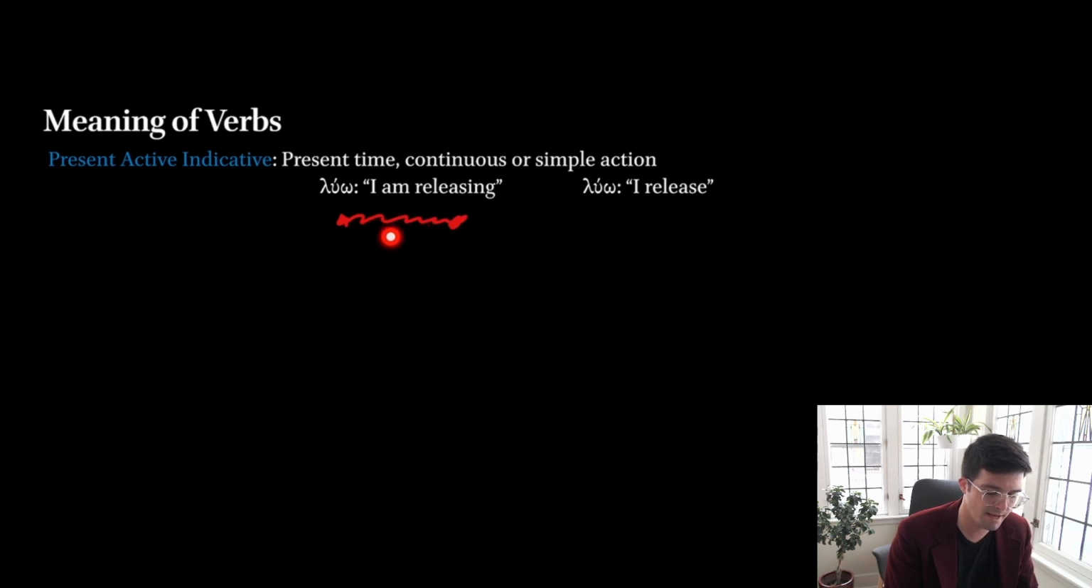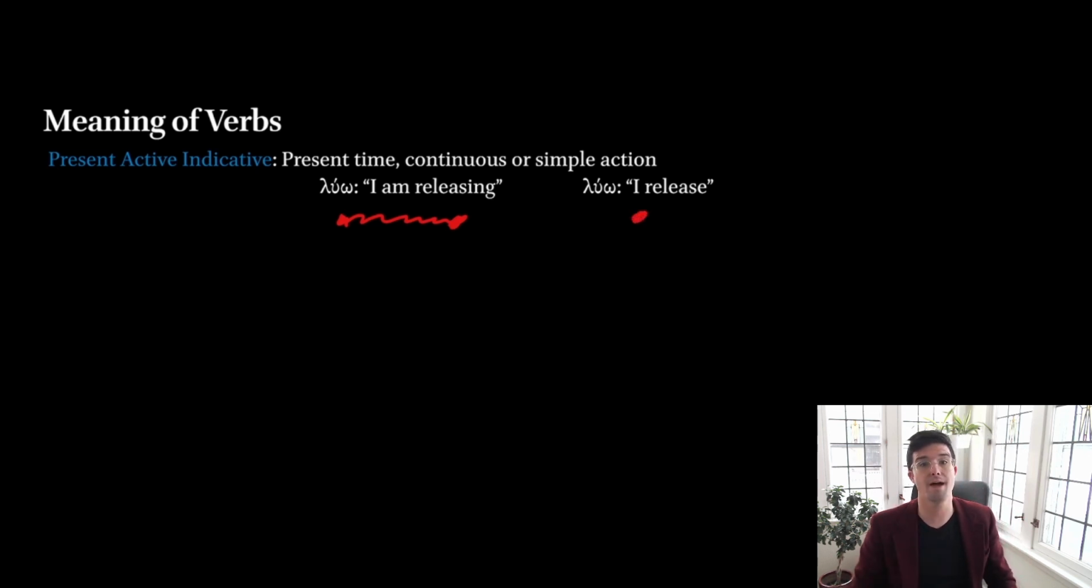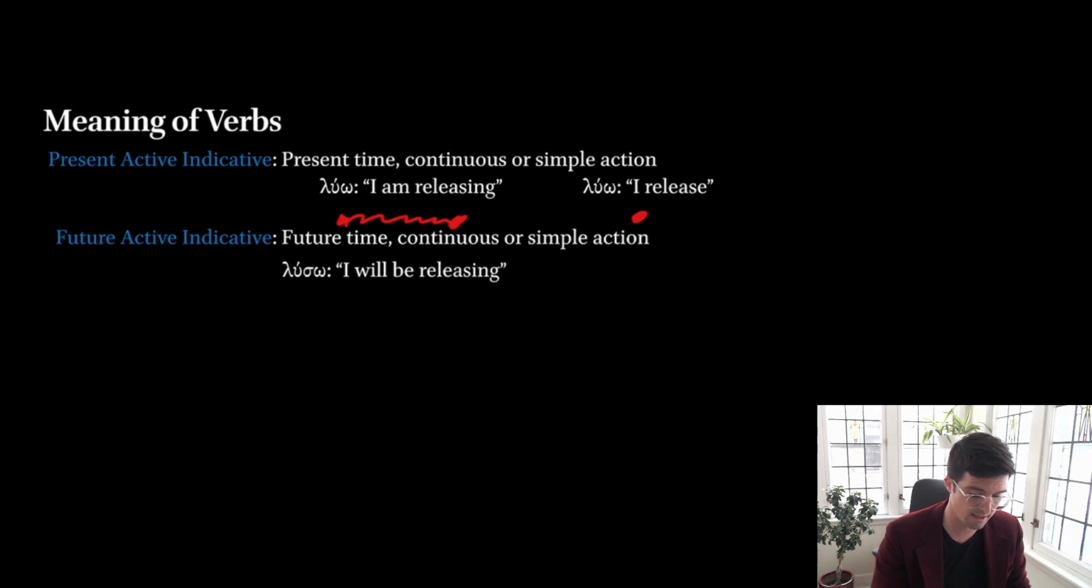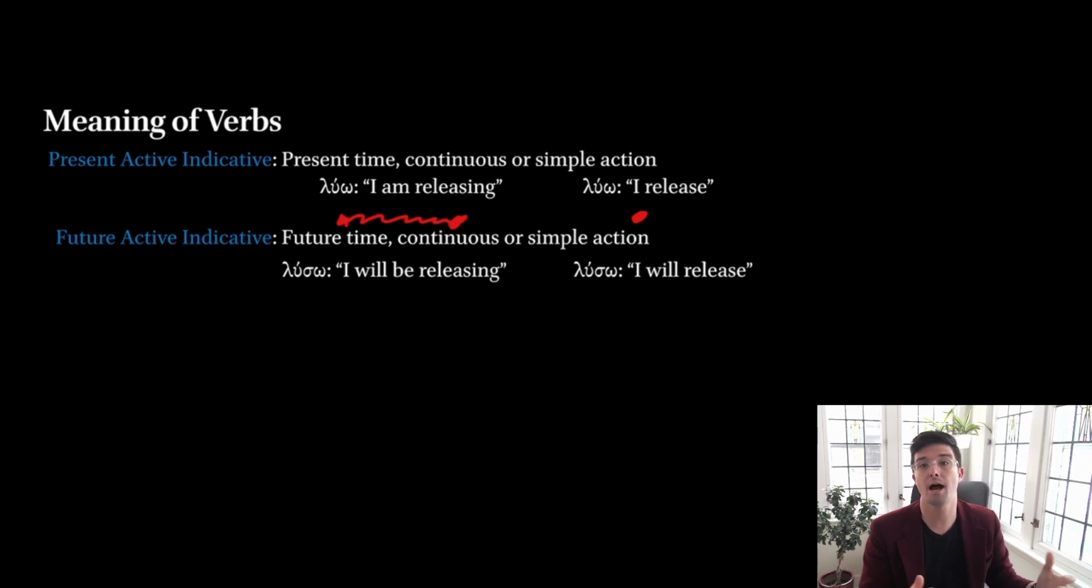So in present time, the action is happening. It's ongoing. Whereas the simple action is viewed as a whole. It's just simply viewed sort of as a point. "I release." There's nothing said about the ongoing nature or how long the action was taking place. It just happens simply in present time. The future tense is the exact same, that there is no difference as to action in the future tense, that the future active indicative can indicate continuous action in the translation "I will be releasing," or simple action, "I will release."